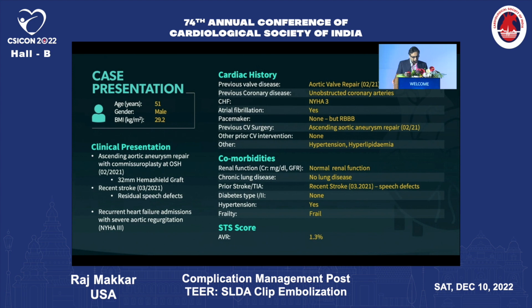He had a Hemifield graft at that time. Following that, he also had a stroke and is left with residual speech defects. However, in the months following, he's had recurrent admissions with heart failure due to severe aortic regurgitation, and he's in NYHA class 3. In terms of other medical history, he has hypertension and hyperlipidemia, he has sinus rhythm but does have a right bundle branch block. His STS score calculates as low, but given his recent cardiac surgery and his recent stroke, he's clearly a high-risk patient and is very frail.